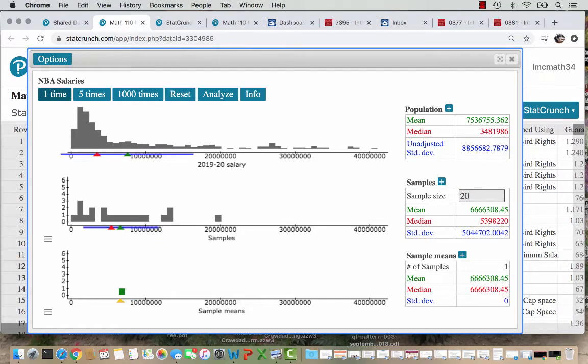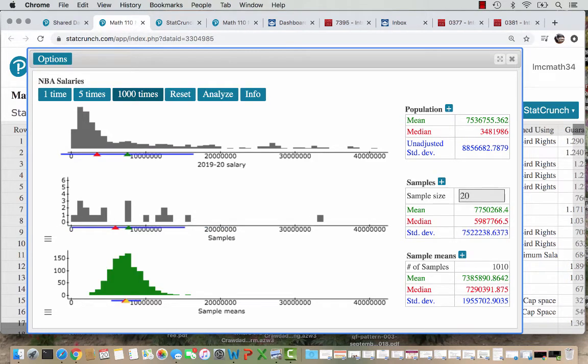If we go to a sample size of 20, if we hit one time, it just puts all 20 values down for us, and then we could keep clicking one time and building up the sample means graph down at the bottom. Let's hit 1,000 times to speed up the process, and we see for a sample size of 20, this is starting to look more normal and much less of the right tail.